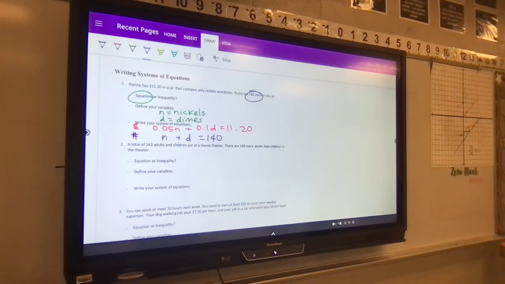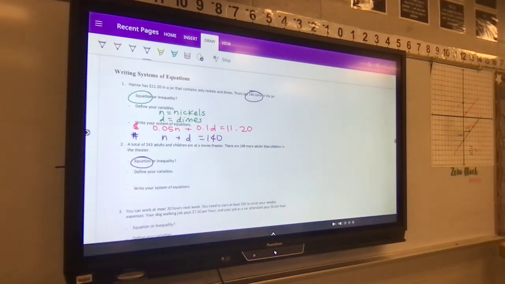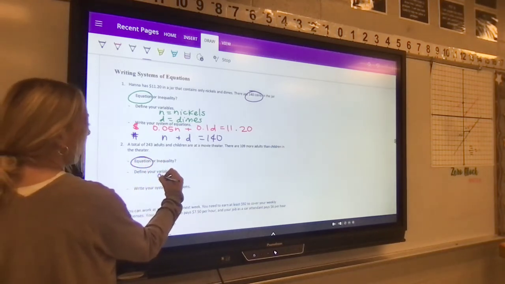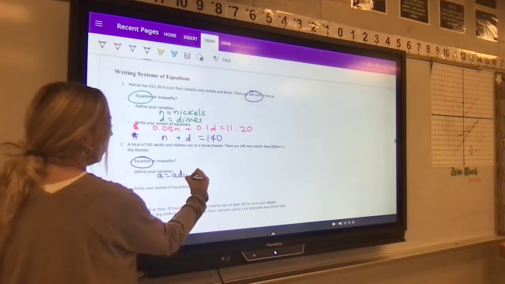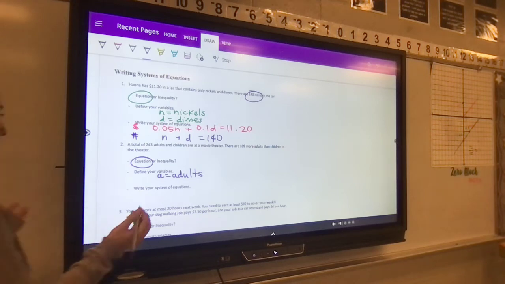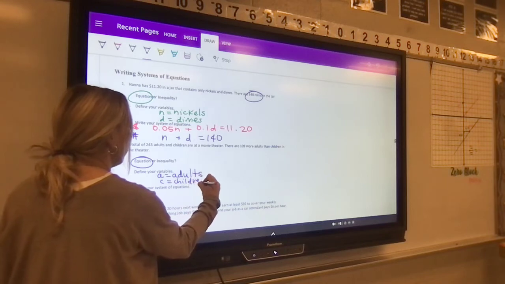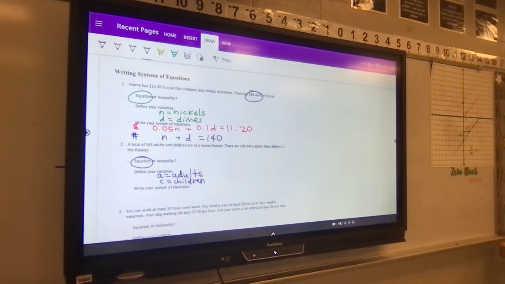Okay, so on to number 2. We have a total of 243 adults and children, and there are 109 more adults than there are children. So first off, is that an equation or an inequality? It's an equation. Let's define our two variables. So we're going to say let A be for the adults, and you don't have to choose the same variables as me. If you want to say let X equal adults and Y be children, that's fine, as long as you know what stands for what, so you can understand what your question means.